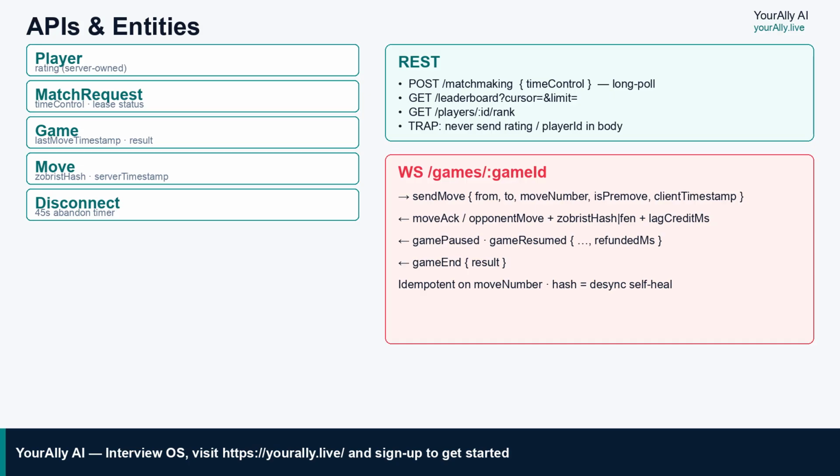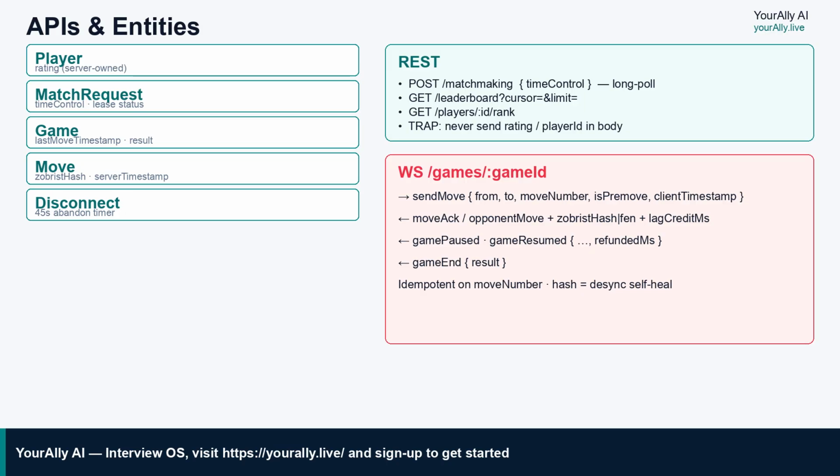APIs split: matchmaking and leaderboard are REST. Gameplay is WebSocket. Post matchmaking with time control only. Long poll until matched or widen and expire. Identity from JWT. Trap: never accept player ID or rating from the body. Candidates do this constantly. Anything you could lie about to get an easier opponent must be server read.